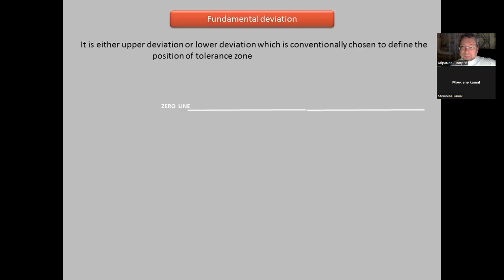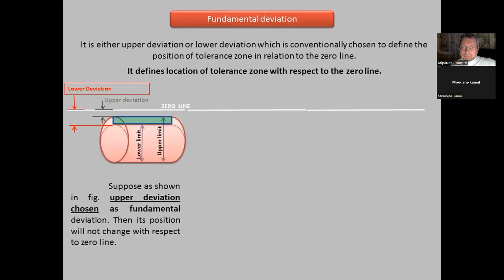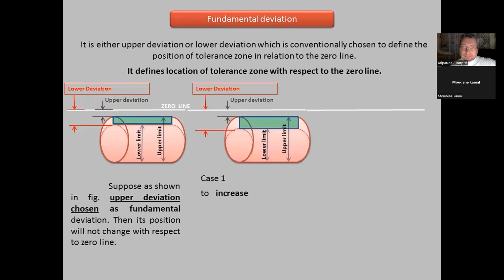Fundamental deviation. It is either upper deviation or lower deviation, which is conventionally chosen to define the position of the tolerance zone in relation to the zero line. It defines the location of the tolerance zone with respect to the zero line. Suppose, as shown in the figure, upper deviation is chosen as fundamental deviation, then its position will not change with respect to the zero line.